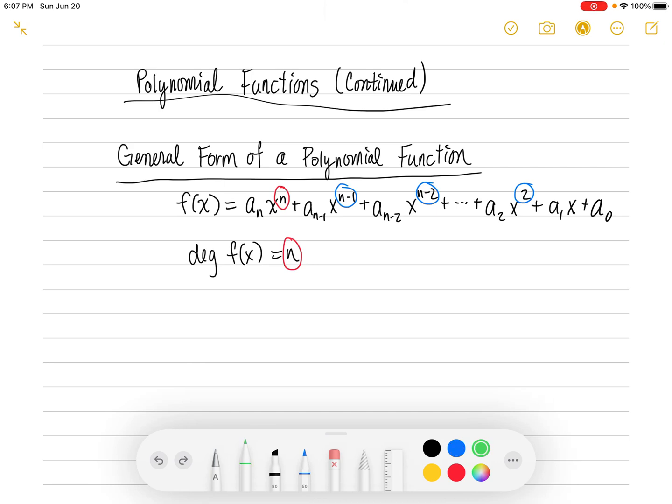That's key. And in front of each x to a power, you have a coefficient. These are the coefficients. And the leading coefficient, right? The leading coefficient is that an. So we say this one has degree n, right? This one has degree n. So that's called the general form of a polynomial function.